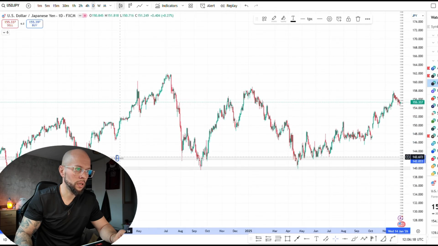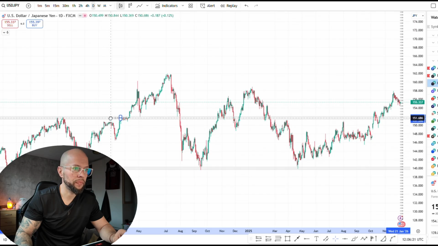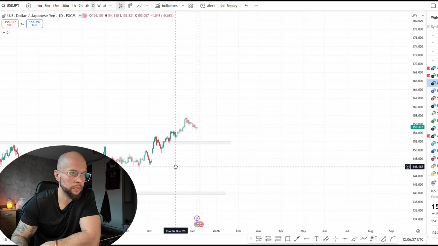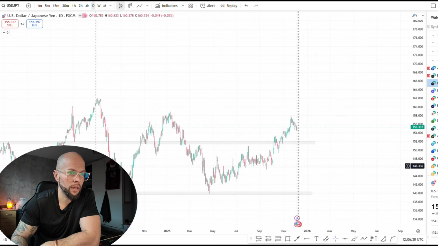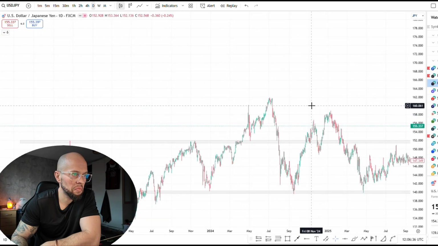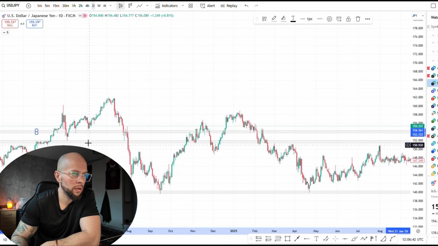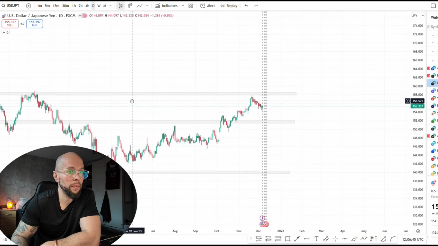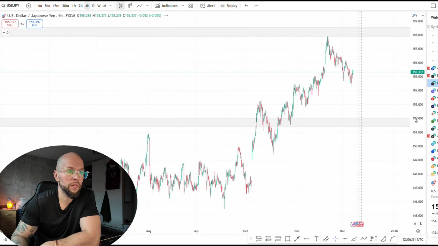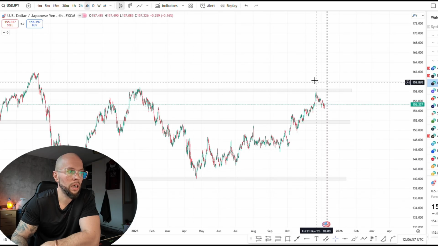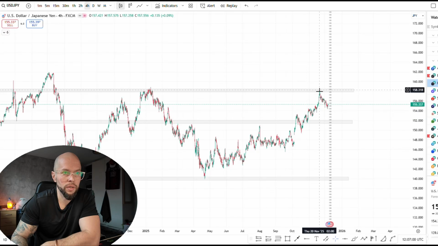Let's clone this. See what we have over here. Definitely reactions. Yes. Okay. Back to 4 hours. Let's see what we have here. Off a 4 hour, it's a clear uptrend reaction. Continuation from here.